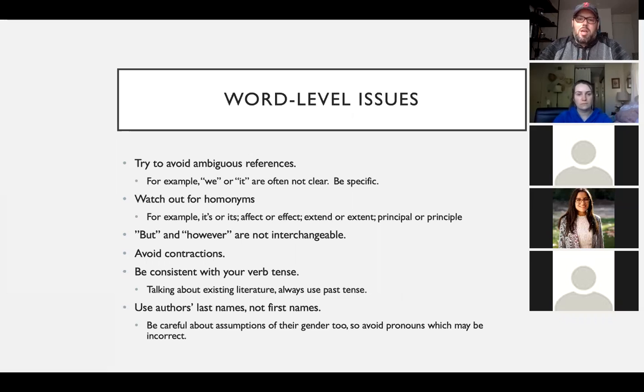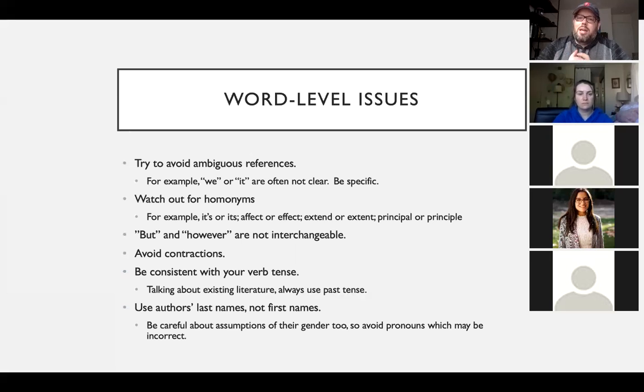So anytime that you're talking about studies that have been conducted previously, you should be using past tense for that. And then additionally, they also suggest that we just use authors' last names, that we don't need to include their first names. And so we would want to be clear about that.